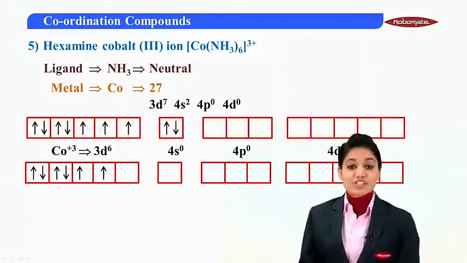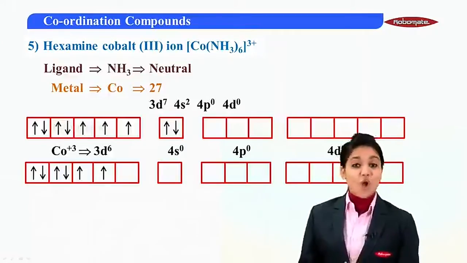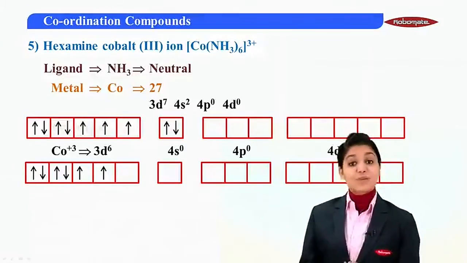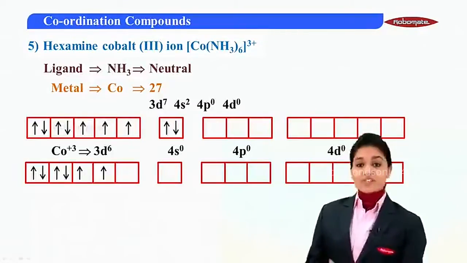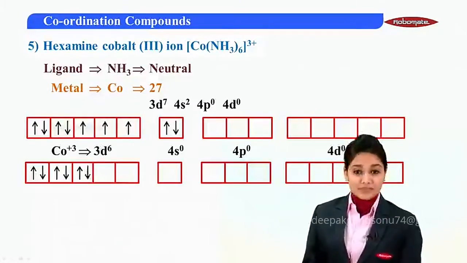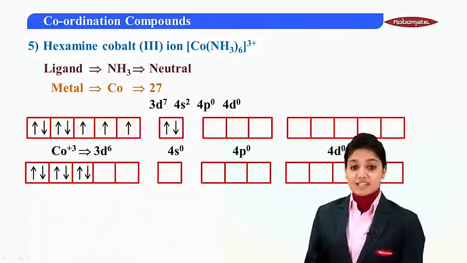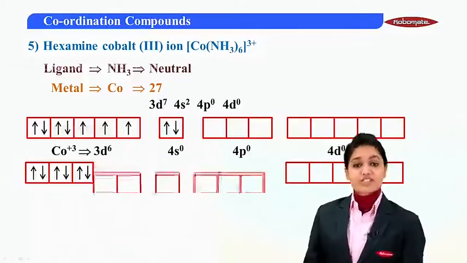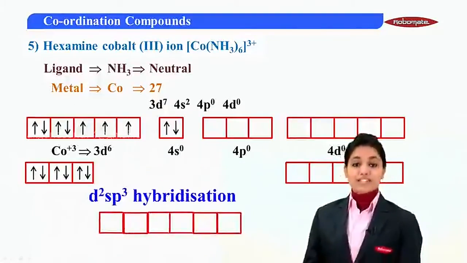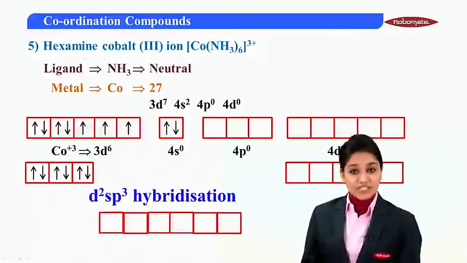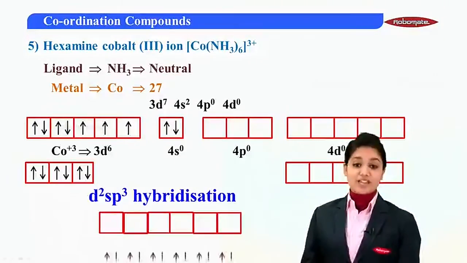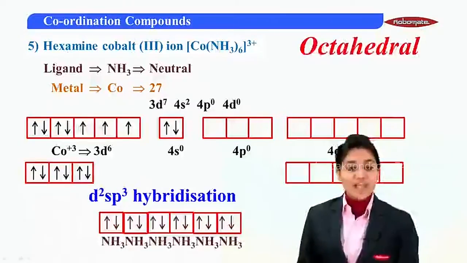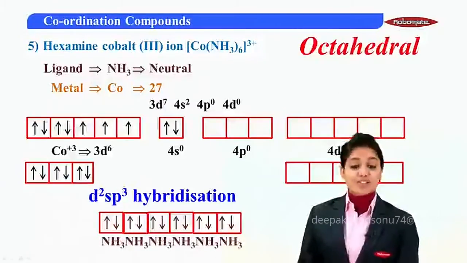Alright, as mentioned earlier, NH3 is a strong field ligand. It will support pairing. So if we have any unpaired electron, they will get paired up. If you see, we have 2 unpaired electrons, so they get paired up. Now we have 6 ligands, that means 6 vacant orbitals are required. So what are we utilizing here? We are utilizing 2 from d, 1 from s and then 3 from p. So therefore the hybridization here becomes d2sp3 hybridization, and for d2sp3 hybridization, the geometry is octahedral.